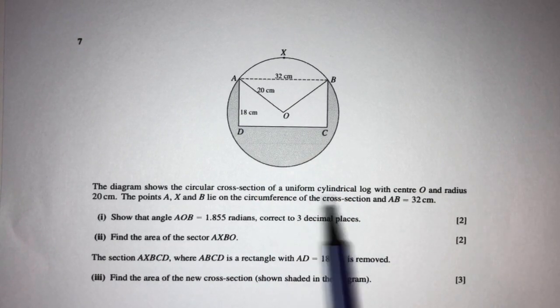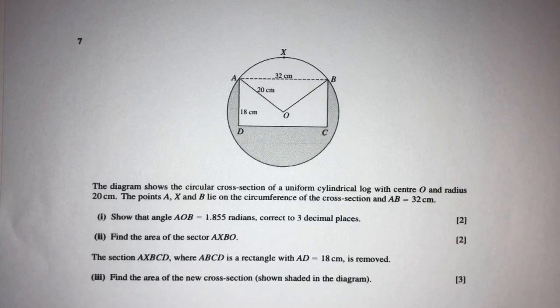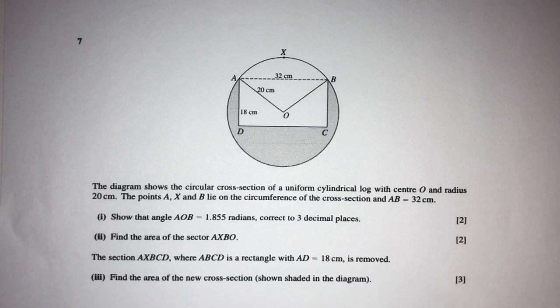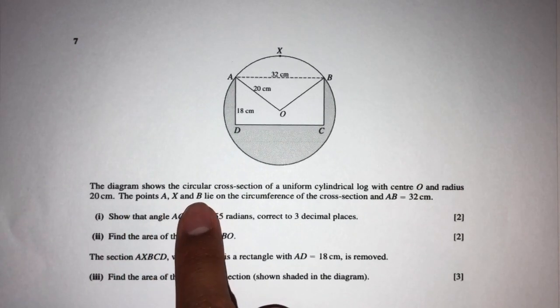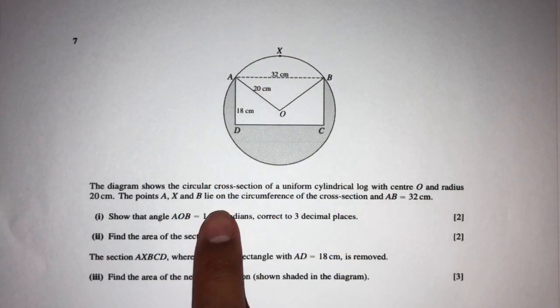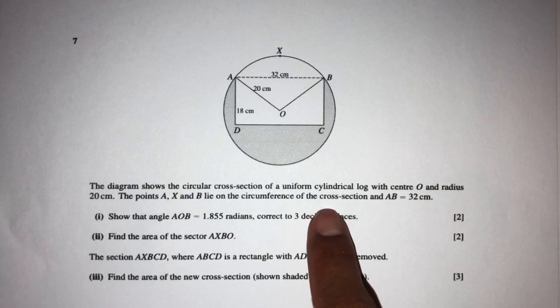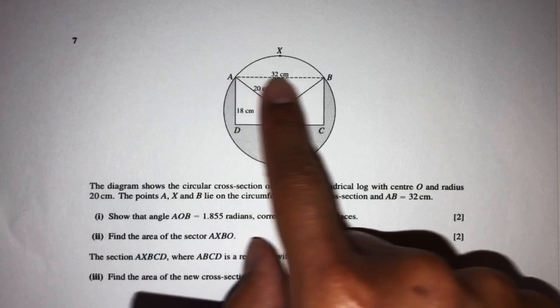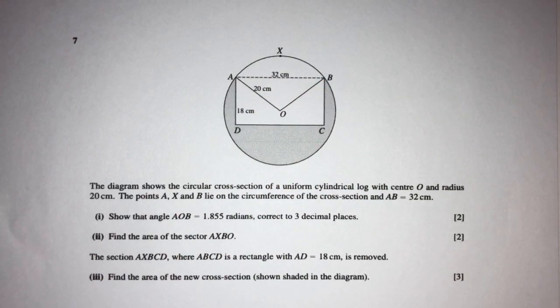Again, these are just big words to scare you, but the main idea is that this is a circle, center O and radius 20. Good. Now we have the points A, X, and B. So A, X, and B lie on the circumference of the circle, and AB is 32. So this length of A to B will be 32. Okay, good to know.